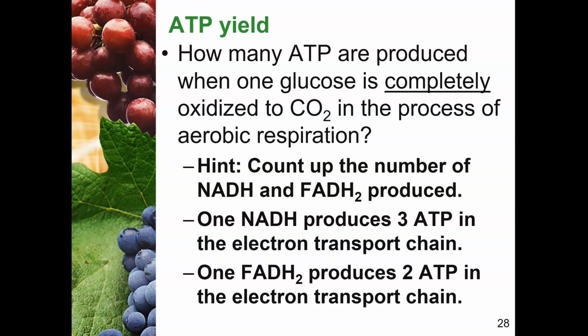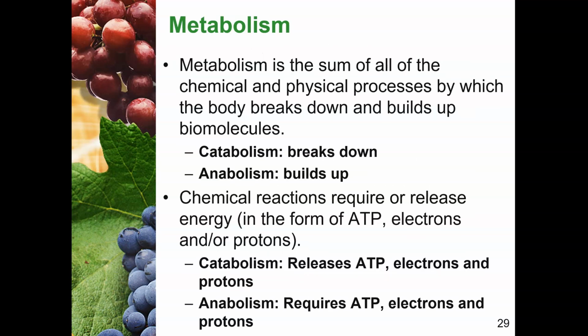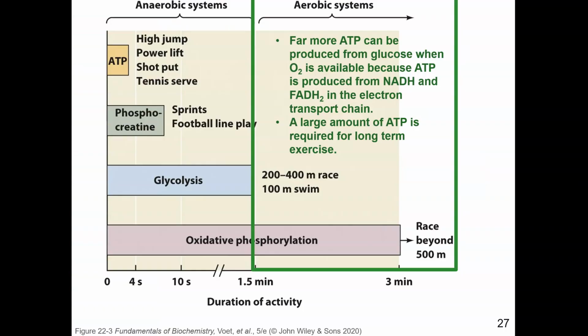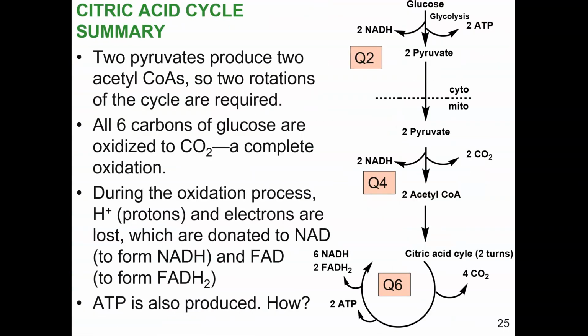Now for long-term exercise, we're going to completely oxidize the glucose to carbon dioxide, and we need oxygen, and we need mitochondria. So how many ATPs are produced? Well, what you need to do is count up the number of NADH and FADH2 produced. And remember that 1 NADH produces 3 ATPs and 1 FADH2 produces 2. So to answer that question, which is not on my slideshow, I'll go back here. What you do is you count everything up.